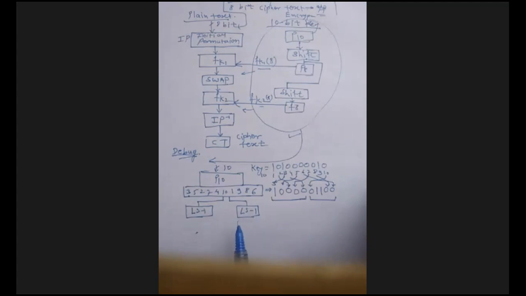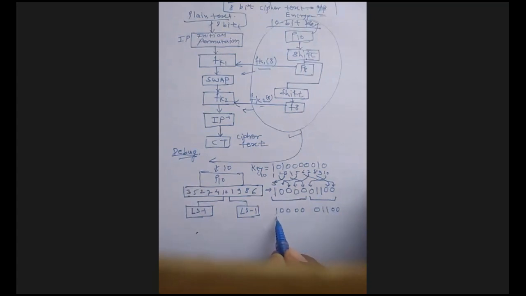So why am I dividing this into two? Because I have to perform the shifting. That is why I divide it into two parts, using the first 5 and then the other 5. What is the first 5? 1 0 0 0 0. The other 5 is 0 1 1 0 0.